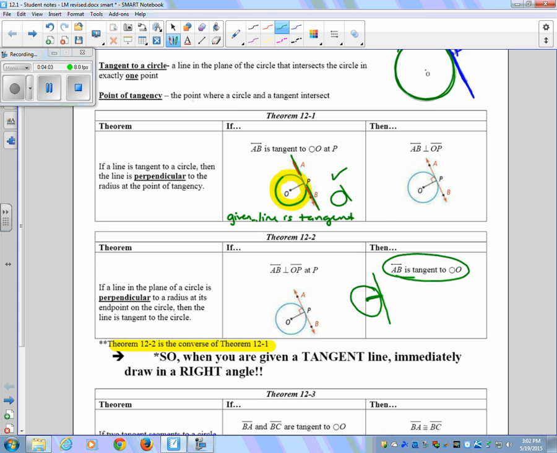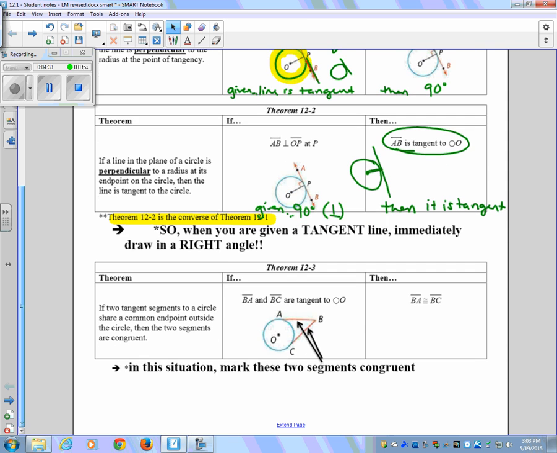Given the line is tangent, we can conclude there's a 90-degree angle, right? Perpendicular. Down here, we're given that it is a 90-degree angle. In other words, it's perpendicular. That's given information, and that means we can conclude that it is a tangent line. So it's just the converse. If you remember, it switches the if and the then. I'm counting that as one concept: the two theorems that are converses of each other.